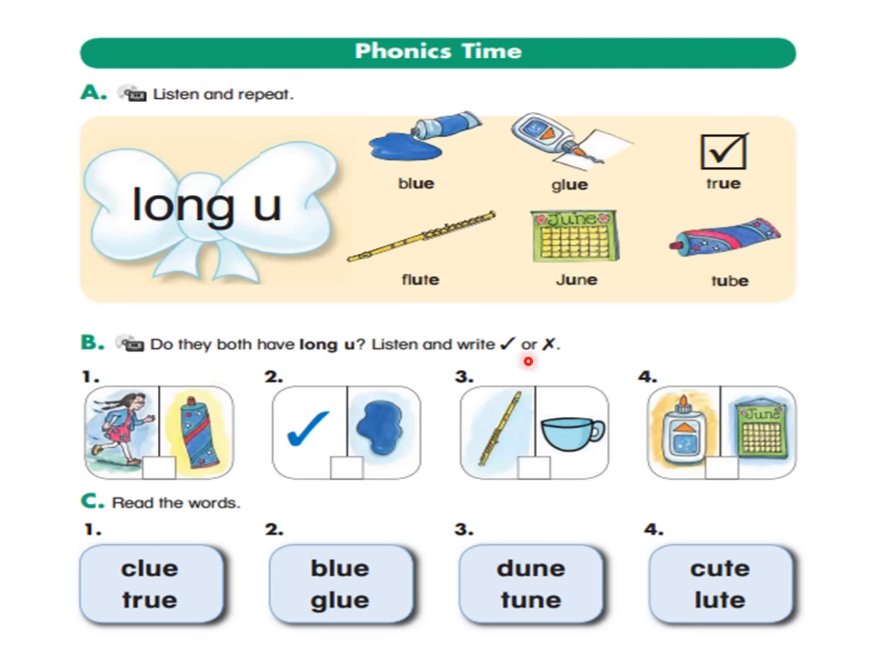Exercise B. Do they both have long U? Listen and write true or false. Number one. Run, tube. No, we're going to put an X. Number two. True, blue. Yes, put true. Number three. Flute, cup. No. Number four. Glue, June. Yes, we're going to put true.